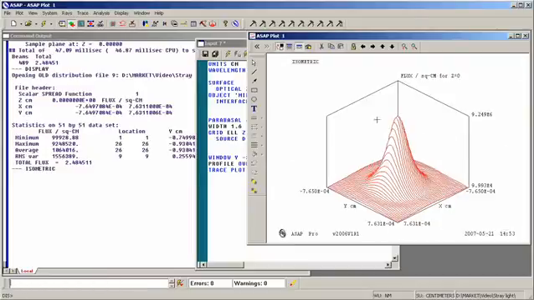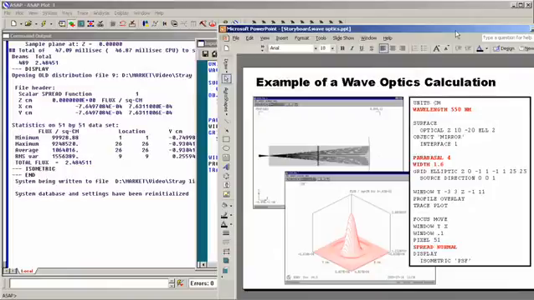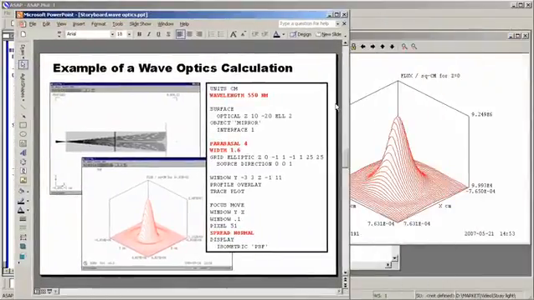And here is my wave optics distribution at the focal plane. We see it's not a perfect spot diagram, but rather has the rings that we associate with doing wave optics calculations inside ASAP. Now, this is a relatively simple example. We can do much more complicated examples.